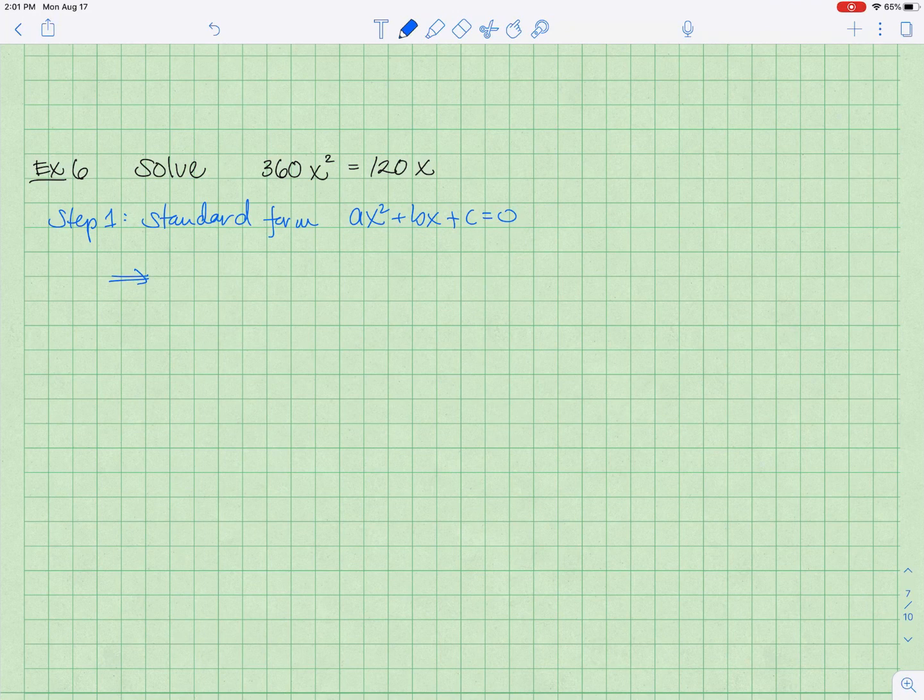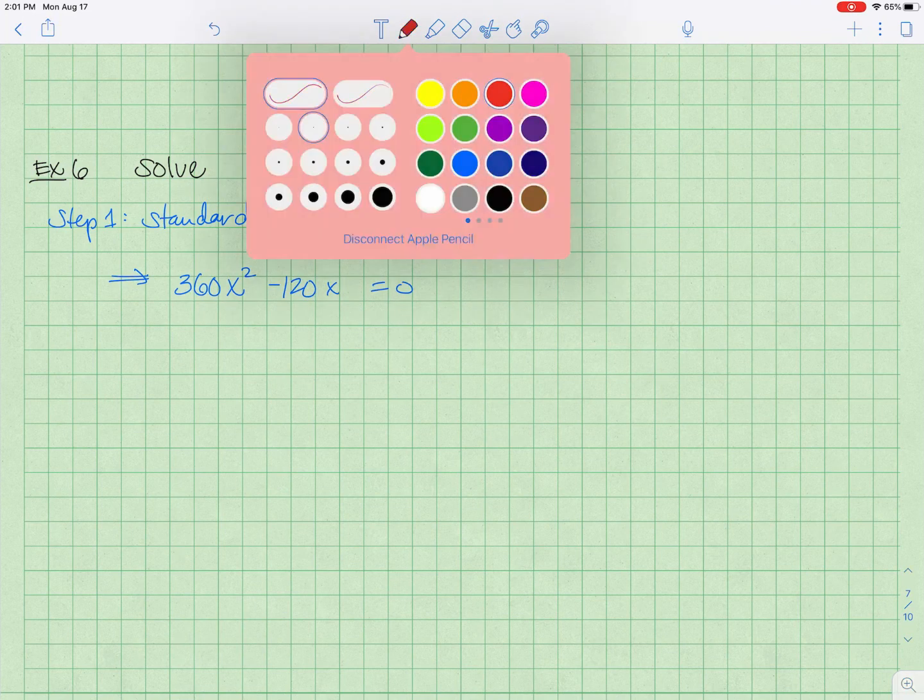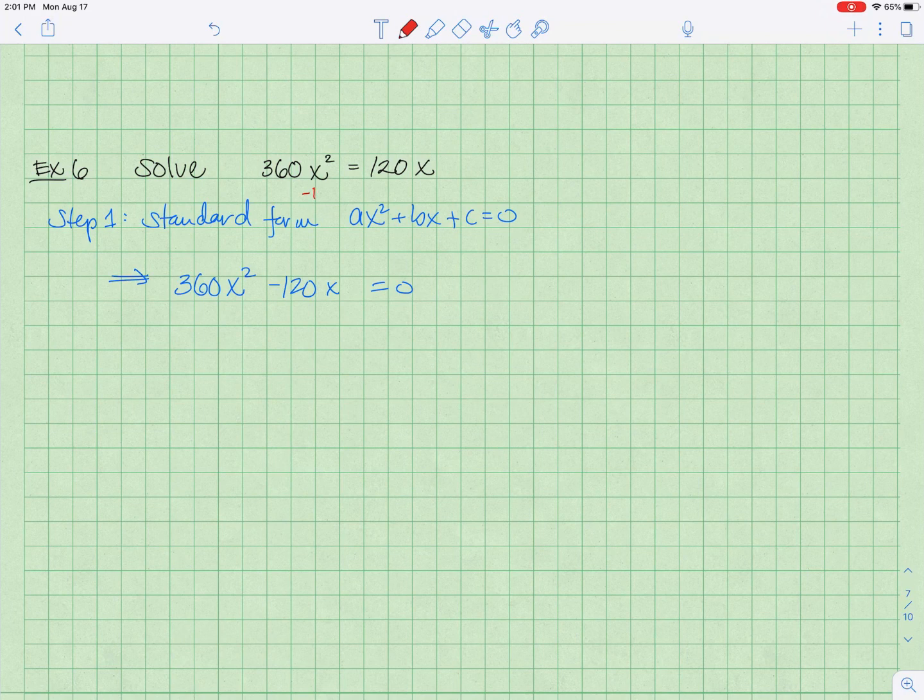Some things I want to say about that. Here, that's easy to do. This is 360x squared minus 120x is equal to 0. We're just going to subtract 120x from both sides.